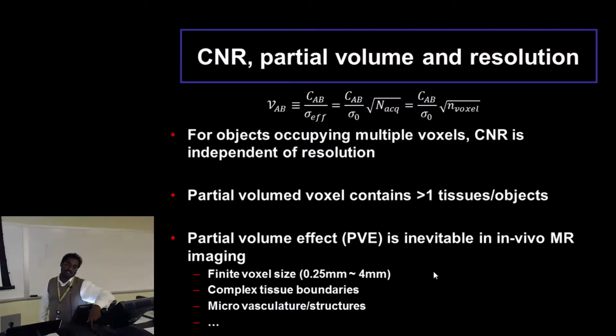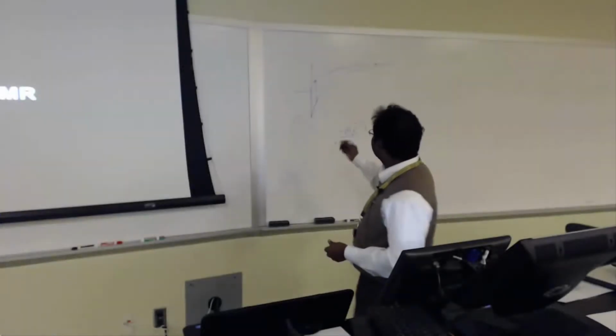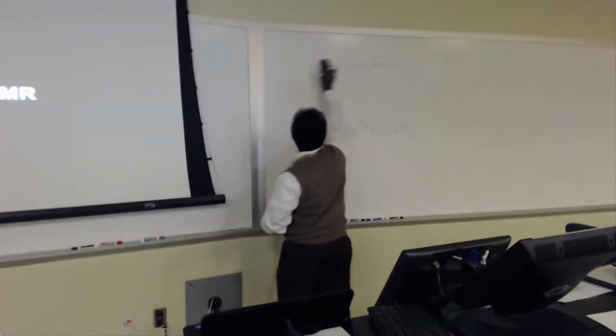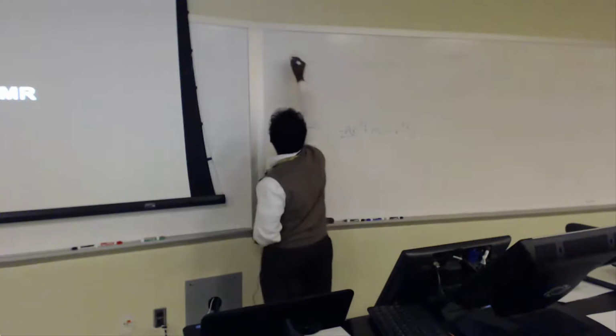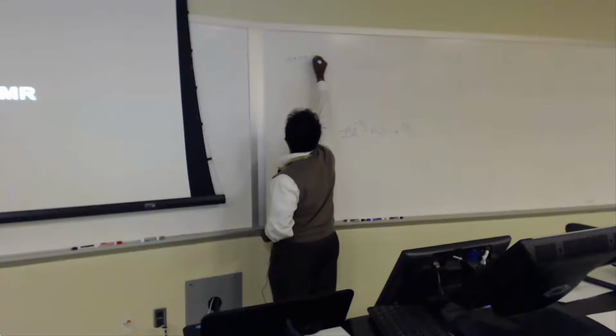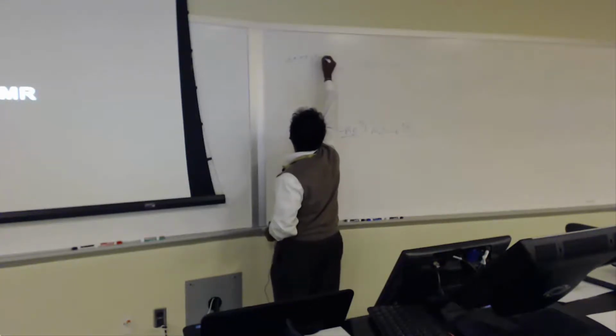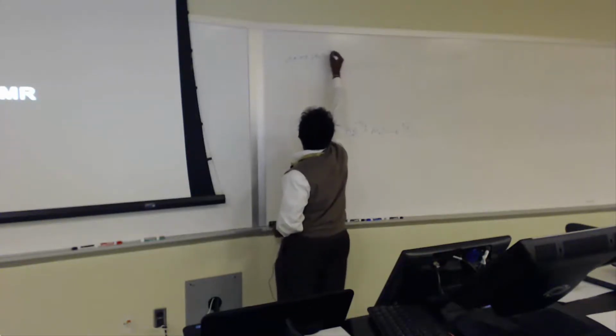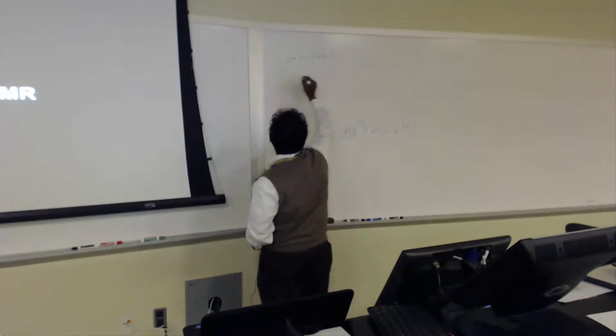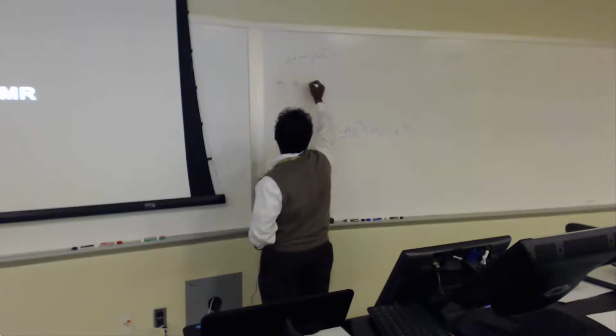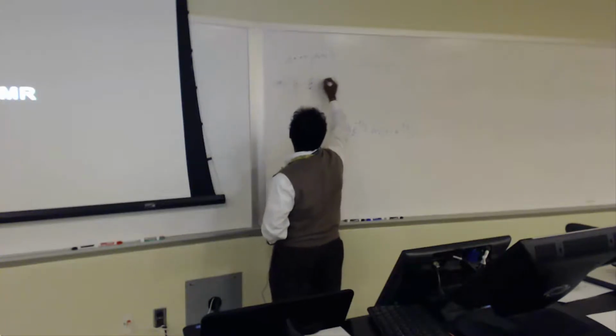The number of samples has changed, so let's write that out. So you have SNR that's proportional to delta x, delta y, let's just write two dimensions nx and ny times Ts, and then your CNR is (SA by sigma minus SB by sigma) times square root of n voxels.